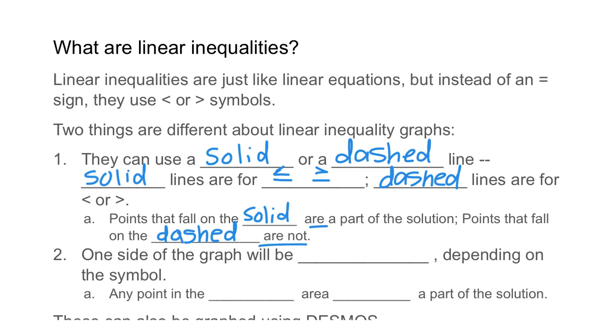Then in addition to having points on the line, you're also going to have one side of the graph that is shaded. And that depends on what symbol you have. It's going to shade above the line if you've got a greater than symbol, or shade below the line if you have a less than symbol. But it's going to be shaded on one side to show you where all the possible solutions are. So any point in the shaded area is a part of the solution.